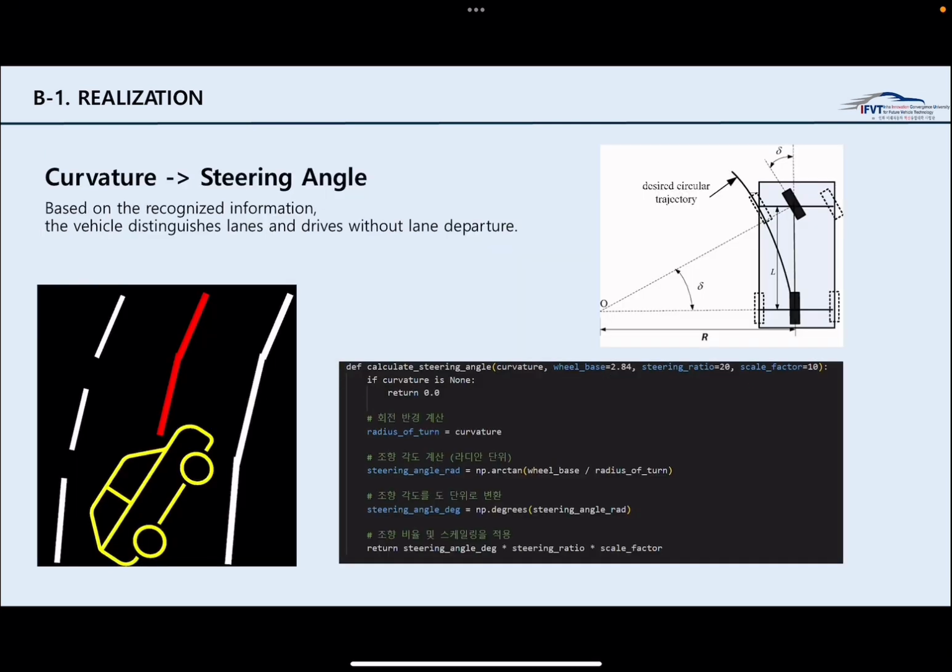Next, let's discuss calculating the steering angle from curvature. This ensures the vehicle follows the detected lane accurately. We derive the steering angle from the turn radius, adjusting it with a scaling factor due to lack of exact vehicle parameters. The image illustrates this process, showing how the steering angle is calculated to maintain accurate vehicle tracking.